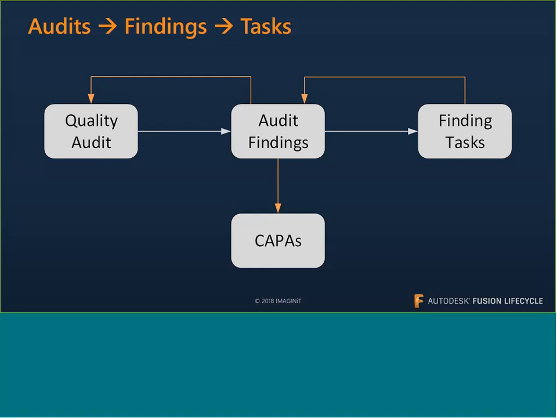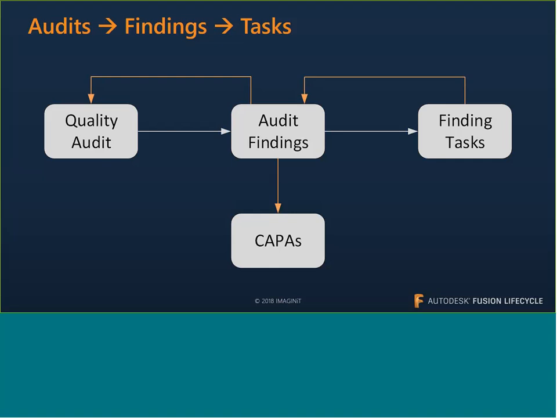And then from our findings, we can actually develop tasks and assign them to people to go off and do things. Maybe it's to research the root cause, or update some documentation, or provide some training of some sort. Then those tasks, when they're completed, feed back into the findings as being completed, which then rolls back up into the quality audit and allows you to close out that audit.